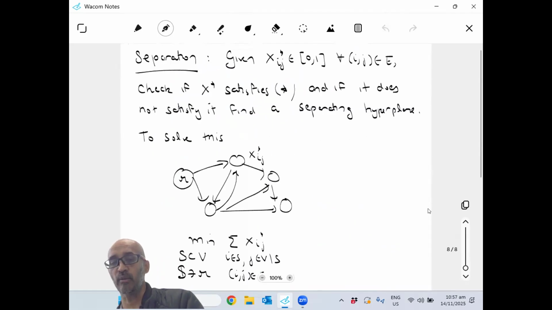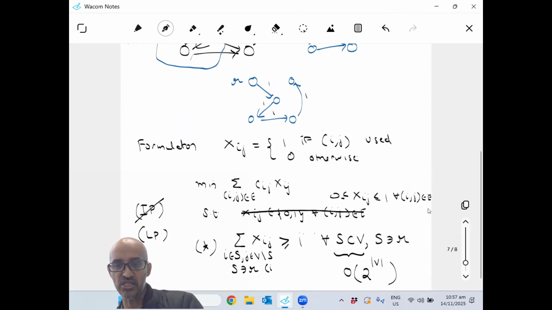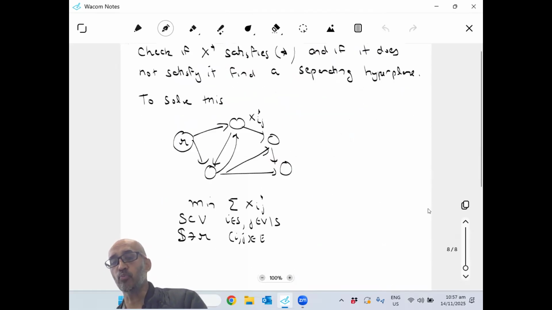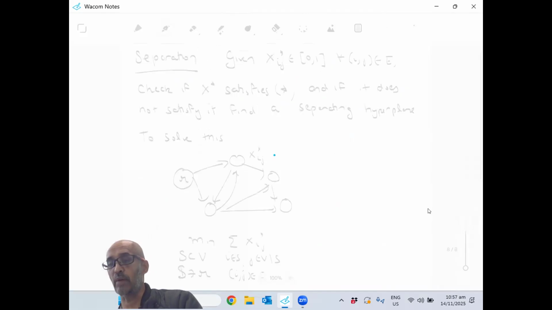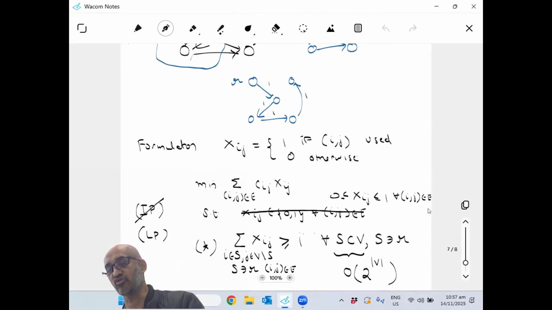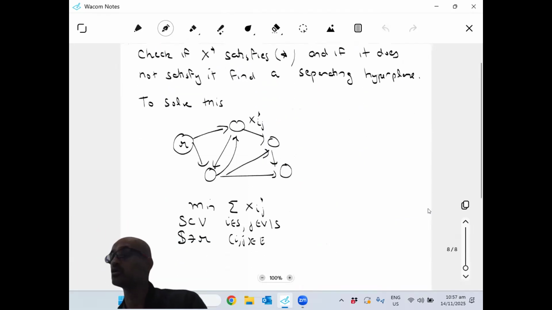If I can solve this problem efficiently, by the way, I think I should have added here ij in E. It's only for edges in the graph. I want to be able to calculate this number efficiently. If I can calculate this number efficiently, what happens? If this number was greater than or equal to 1, I'm done. If it is less than 1, essentially some constraint is violated. How do I solve this? This is nothing but a set of V minus 1 minimum ST cut problems.